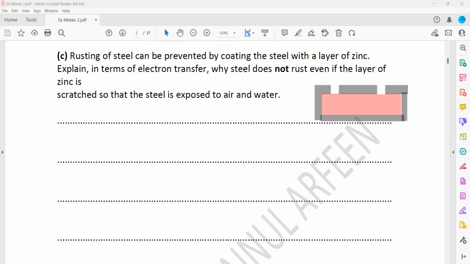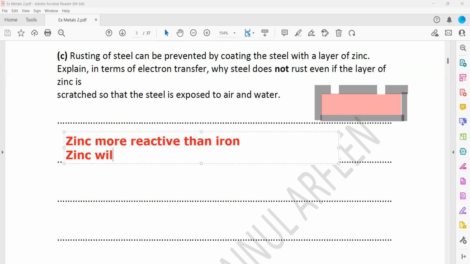1 mark when you mention zinc is more reactive than iron. That will give you 1 mark. This is the first mark you will score whenever you mention zinc is more reactive than iron. The second mark: because the more reactive metal loses electrons easily, in this case the zinc will lose electrons first, or zinc loses electrons easily. That is the second mark.